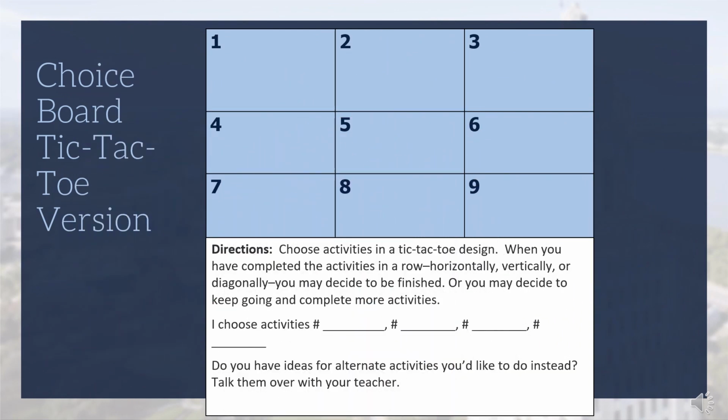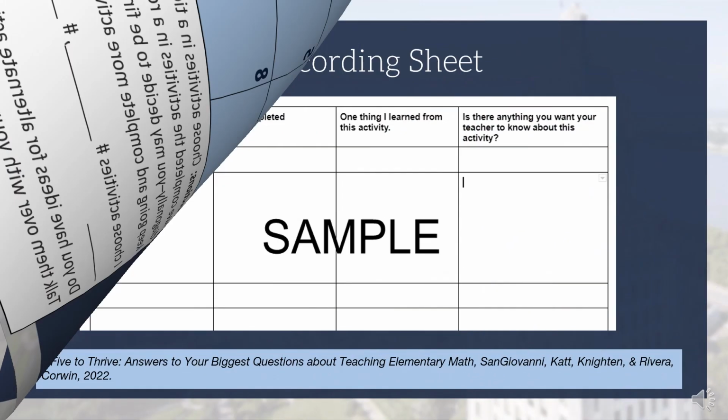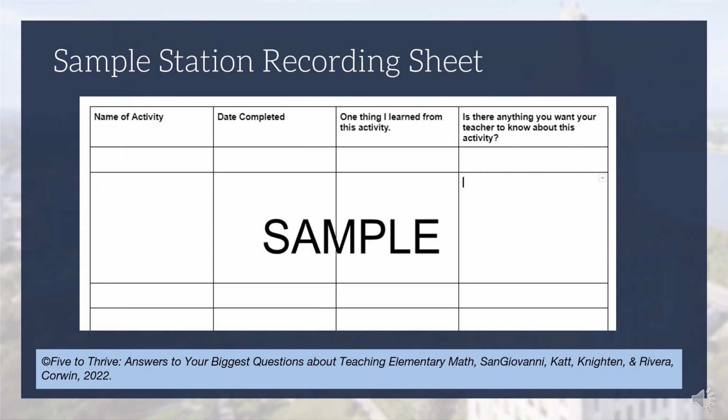Another idea for an independent workstation is a choice board in a tic-tac-toe version. This gives students activities that they can choose in any order they would like to complete tic-tac-toe on their board. One way of keeping students accountable for their work is to use a station recording sheet. This sheet would be picked up and students' work would be analyzed by the teacher.